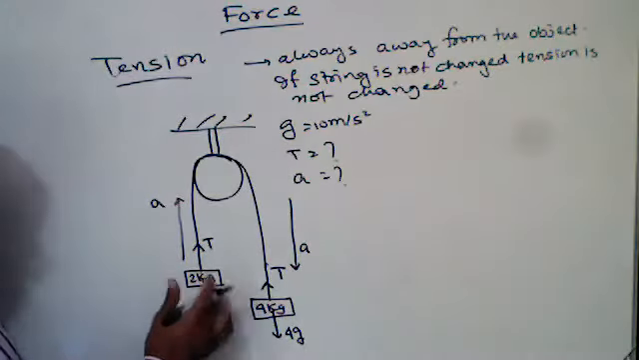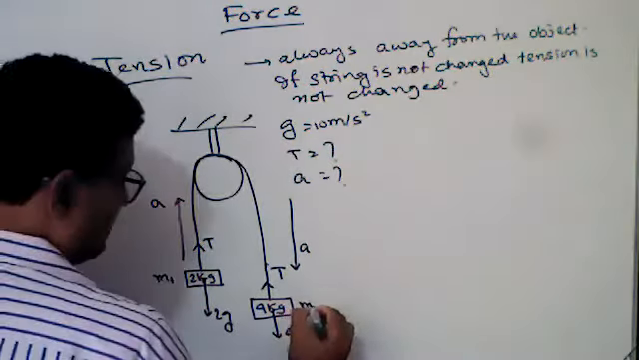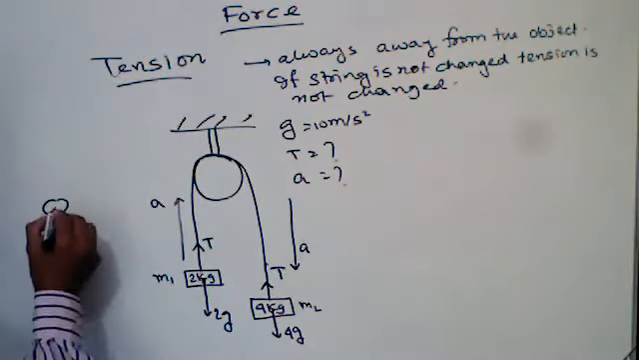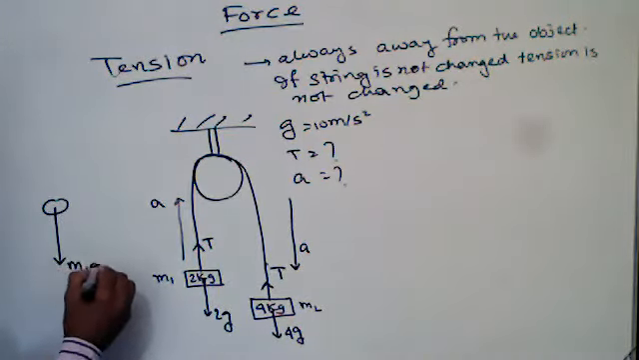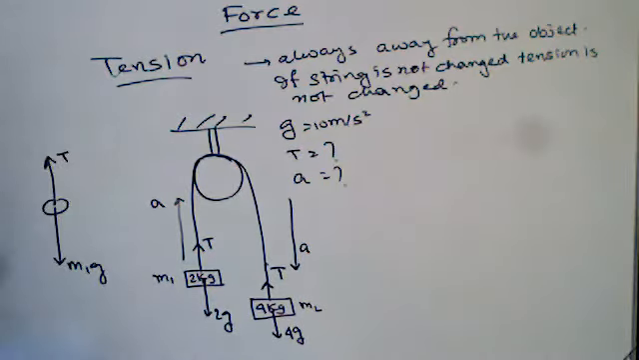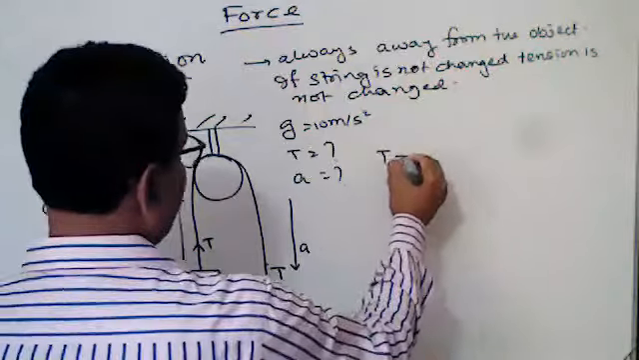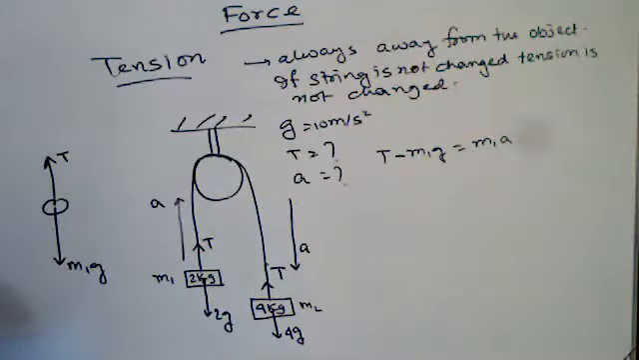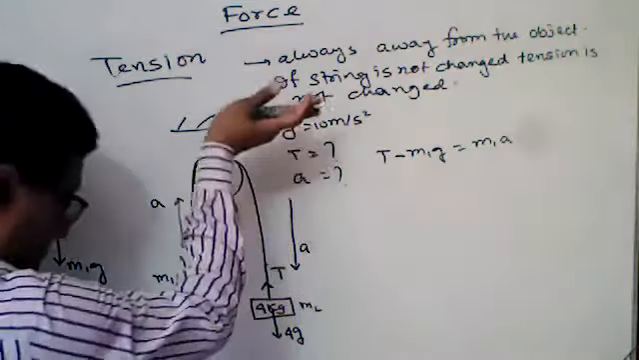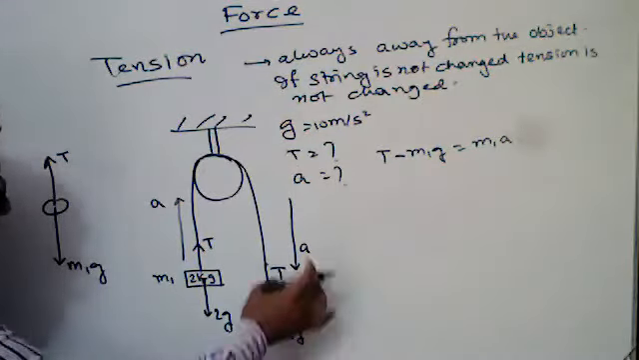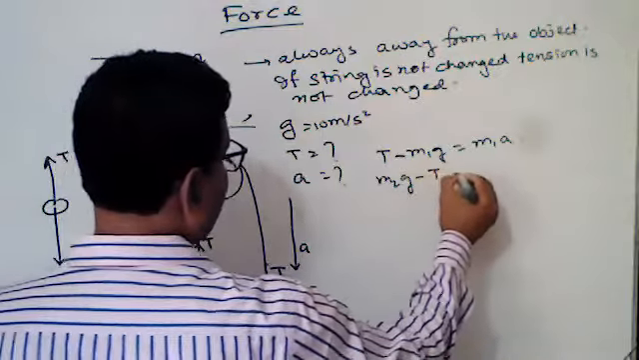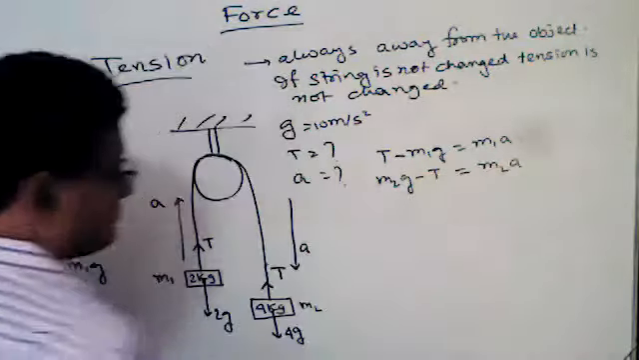So come on. According to this, this is the M1 and this is the M2. Okay. So according to this, we can write here M1G and tension in this direction T. Here T is greater than M1G. So for the first object, T minus M1G equals M1A. Okay. For the second object, the object moves downward. So M2G is greater than T. So M2G minus T equals M2A.